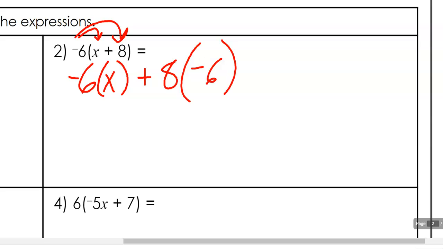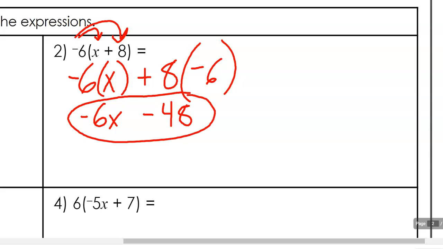So when I multiply negative 6 times x, that gives me negative 6x. When I multiply positive 8 times negative 6, that gives me negative 48. These terms are not like terms, so this expression is my answer. I cannot combine those terms because they're not like terms. So this expression is the answer.